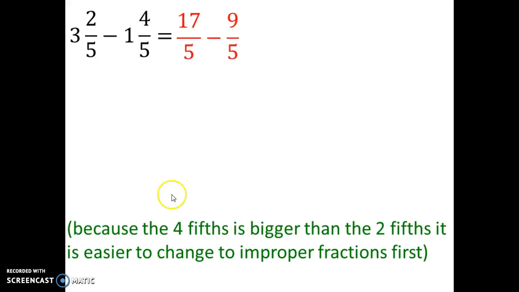So here you can see 5 times 3 is 15, plus 2 is 17. 5 times 1 is 5, plus 4 is 9. I do the subtraction of the numerators, so 17 minus 9 is 8, and then I change that back into mixed numerals. So how many 5s go into 8 is 1, with a remainder of 3. So writing that as 1 3/5.